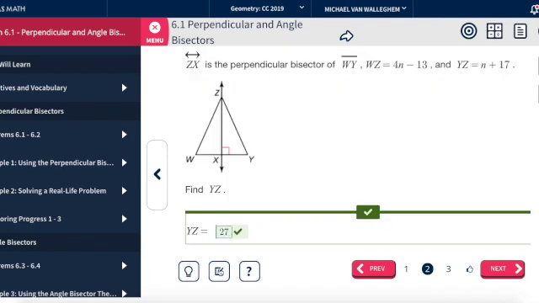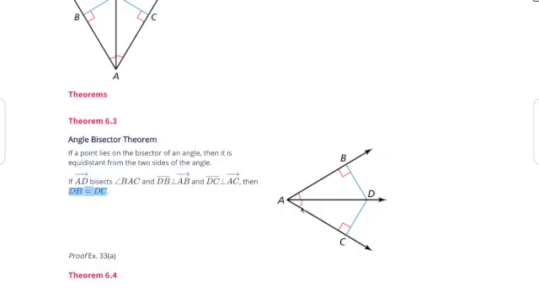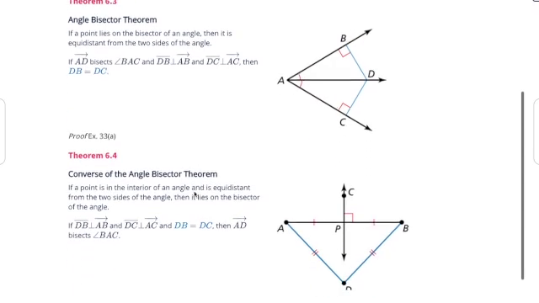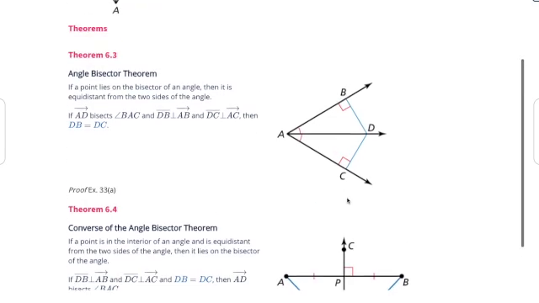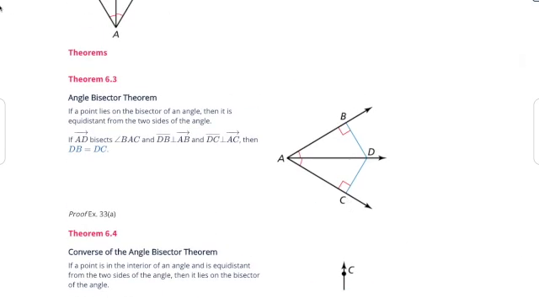Let's check that. Ta-da! So that's an example of how you would use this theorem to solve for the length of a side. We also talked about the angle bisector theorem, which is similar, except it's not making any right angles for us, okay? So that's the converse. We haven't talked about that quite yet.